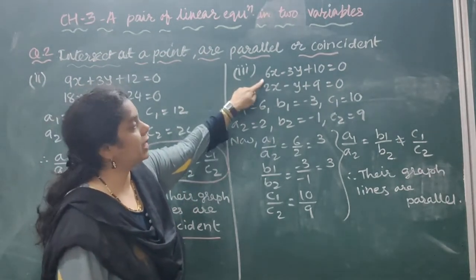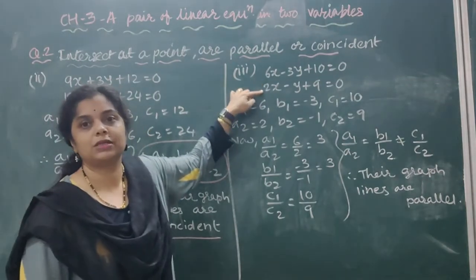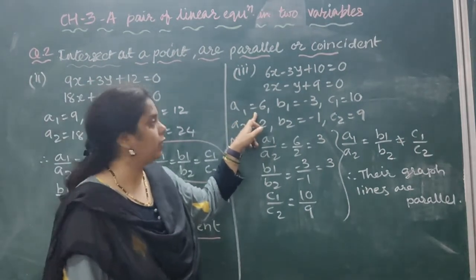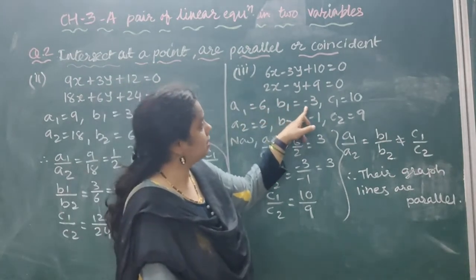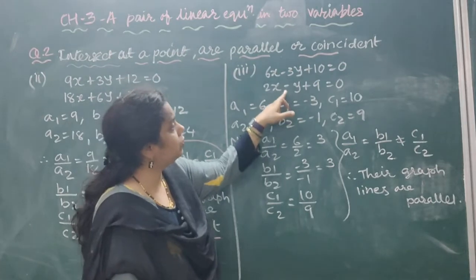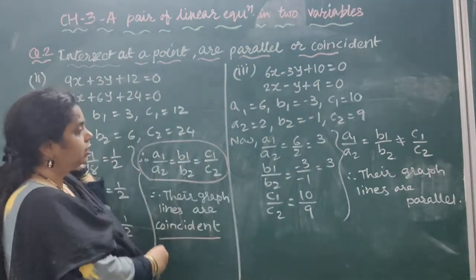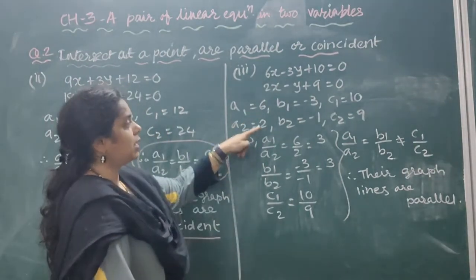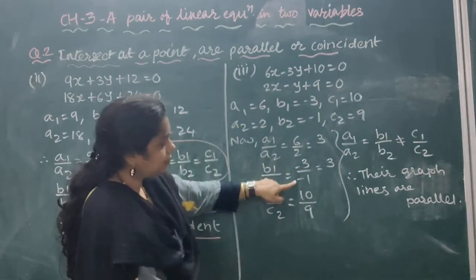Here 6x minus 3y plus 10 is equal to 0. 2x minus y plus 9 is equal to 0. If we compare with the standard form of a pair of linear equations, a1 is equal to 6, b1 is equal to minus 3, c1 is equal to 10, a2 is equal to 2, b2 is equal to minus 1, c2 is equal to 9. Now after taking the ratio, a1 by a2 is equal to 6 by 2, so it is 3. b1 by b2 is minus 3 by minus 1.